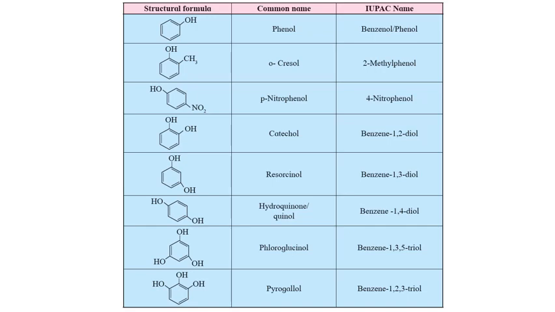Next example has 3 OH groups attached to the benzene ring at the positions 1, 2 and 3. Thus, the common name is pyrogallol and the IUPAC name is benzene-1,2,3-triol.